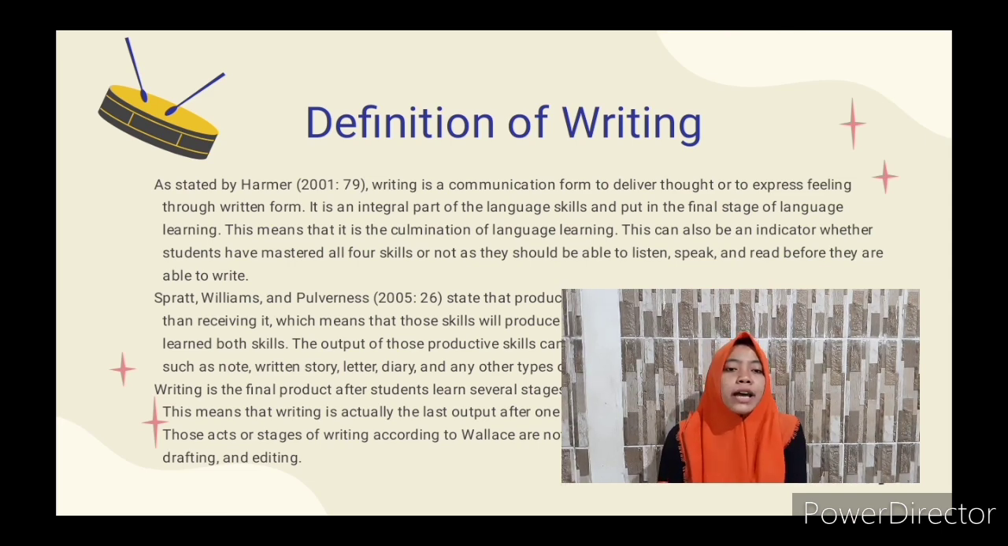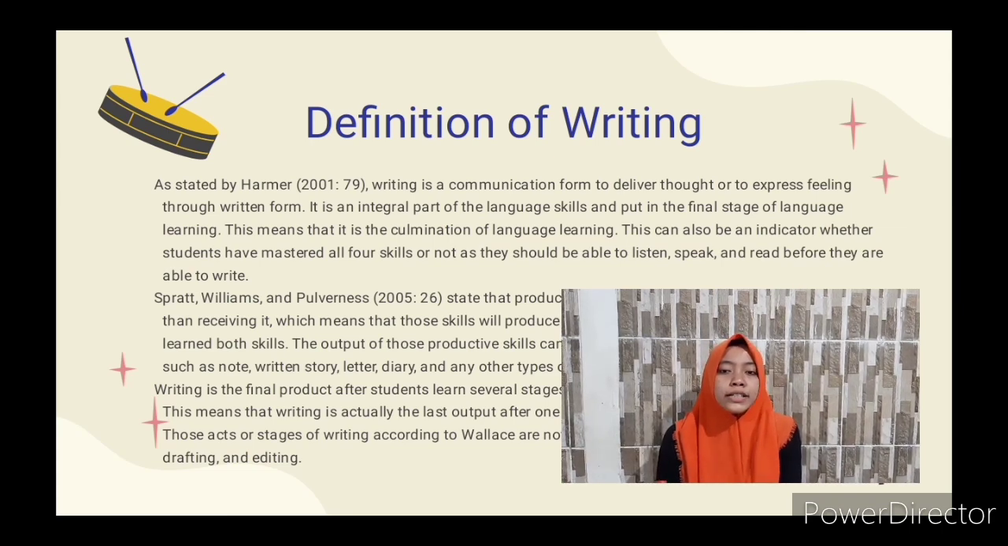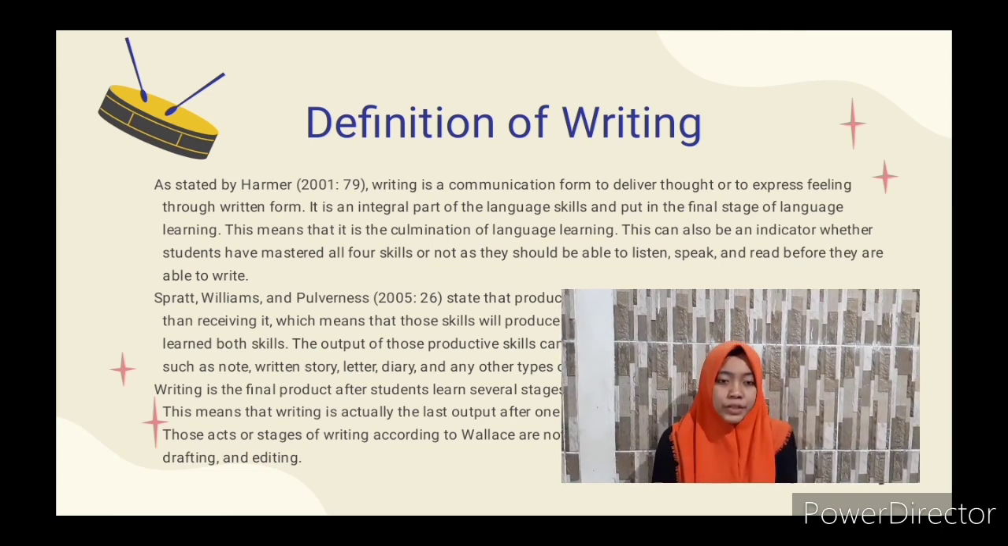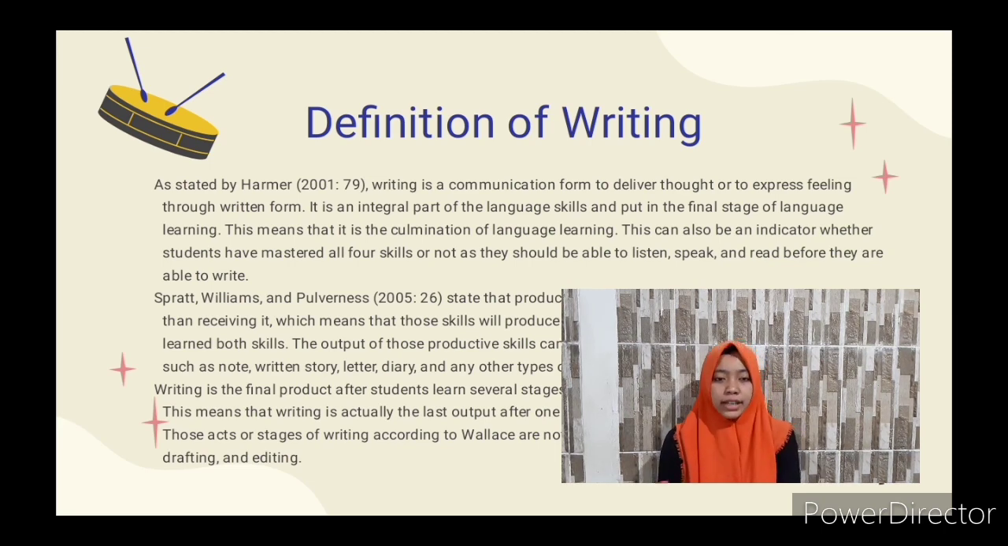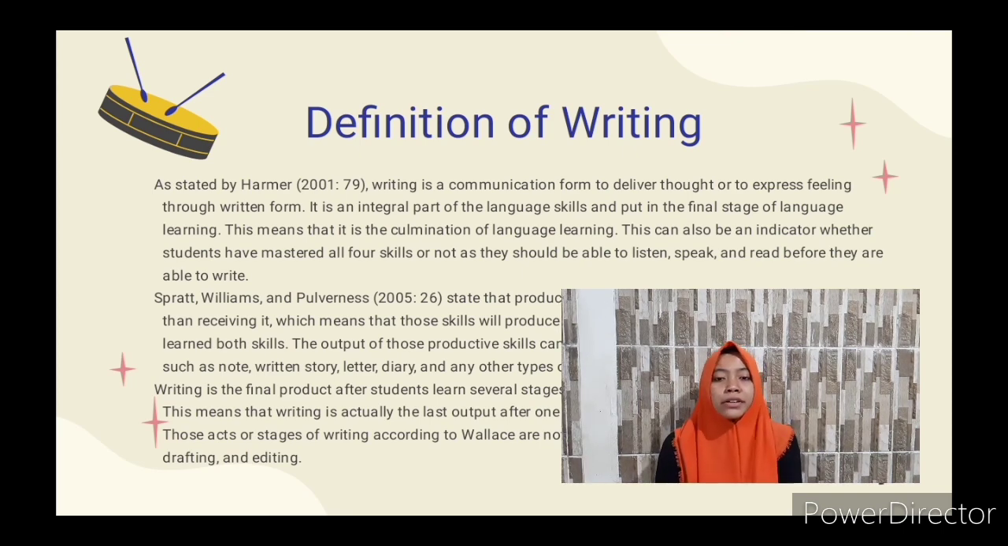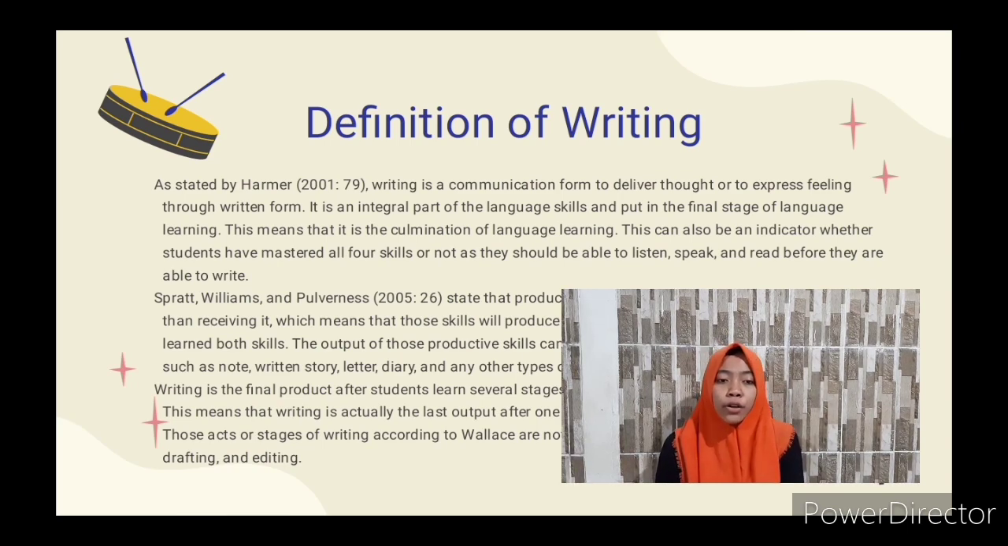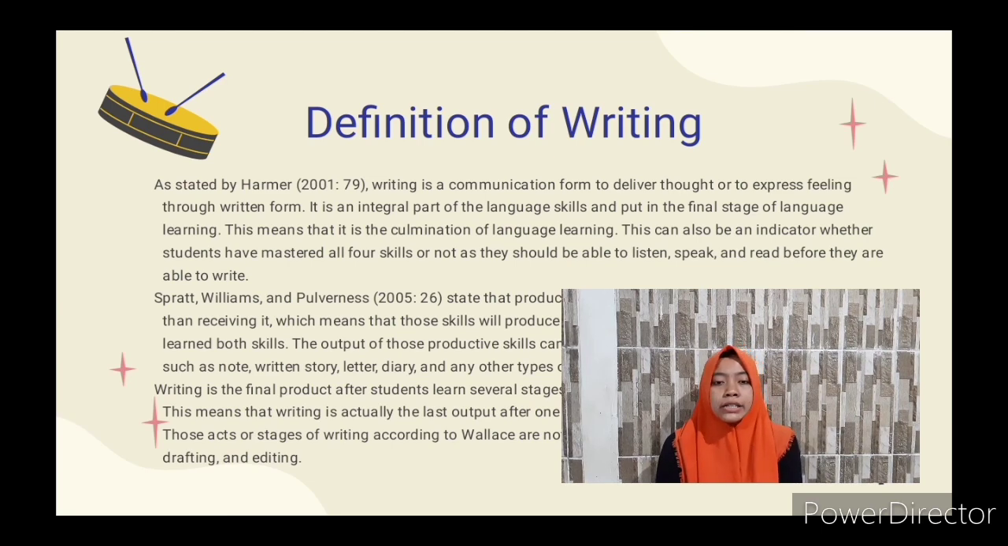Spratt, Williams, and Pulverness state that productive skills involve practicing language rather than receiving it, which means that those skills will produce an output as an indicator that students have learned both skills. The output of those productive skills can be varied. The writing skill can produce outputs such as notes, written stories, letters, diaries, and any other types of text.